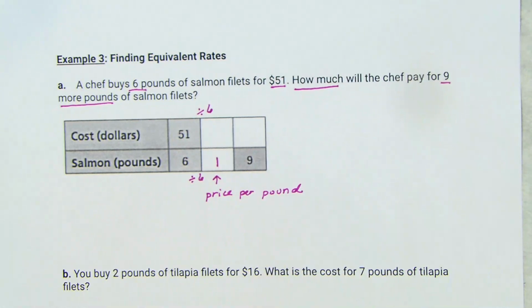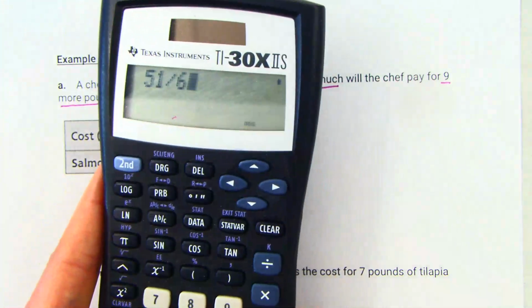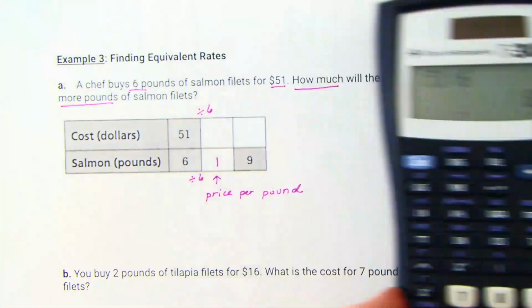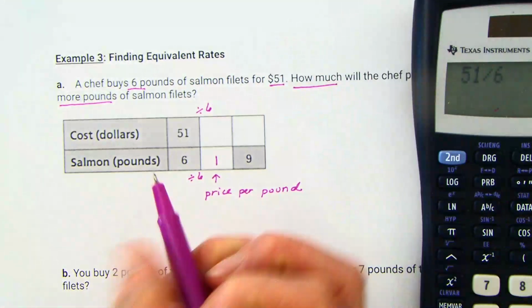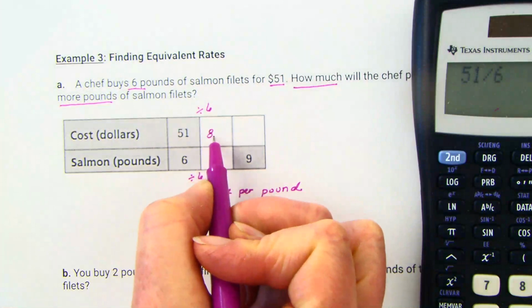And I'm going to grab my calculator because I don't know 51 divided by 6. It might not be a whole number. 51 divided by 6, let's see. Oh, it wasn't a whole number. It is 8.5. What is 8.5 in money? That's $8.50.